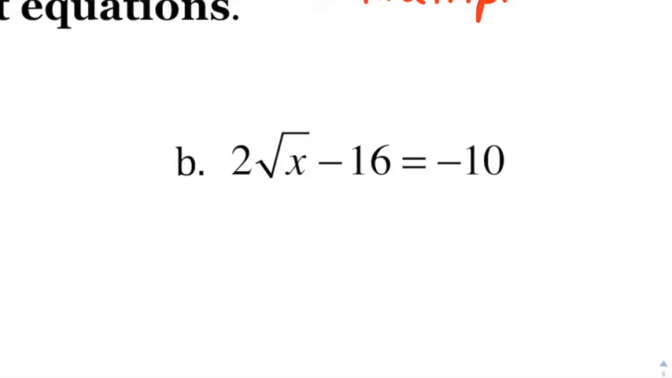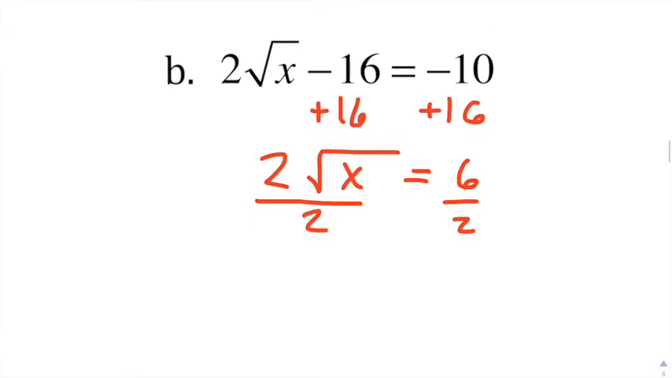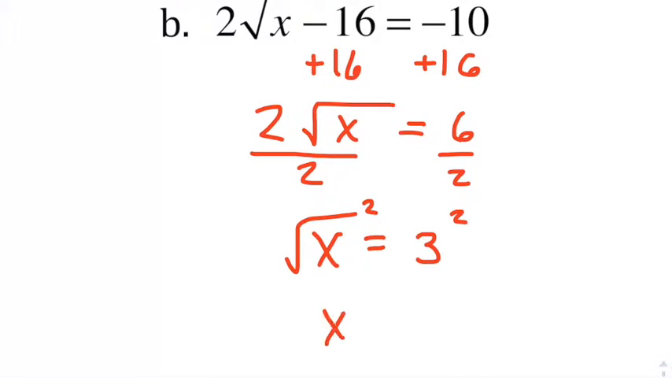Now on something like this, you have to isolate the radical, like what we highlighted at the beginning. So we're going to add 16 to both sides. That's going to get you 2 square root of x equals 6. A lot of people want to square it right at this step. You need to make sure the radical is all the way by itself. So we're going to divide by 2 first. And once that radical is all by itself, that's when you can square both sides. That'll get us x equals positive 9.